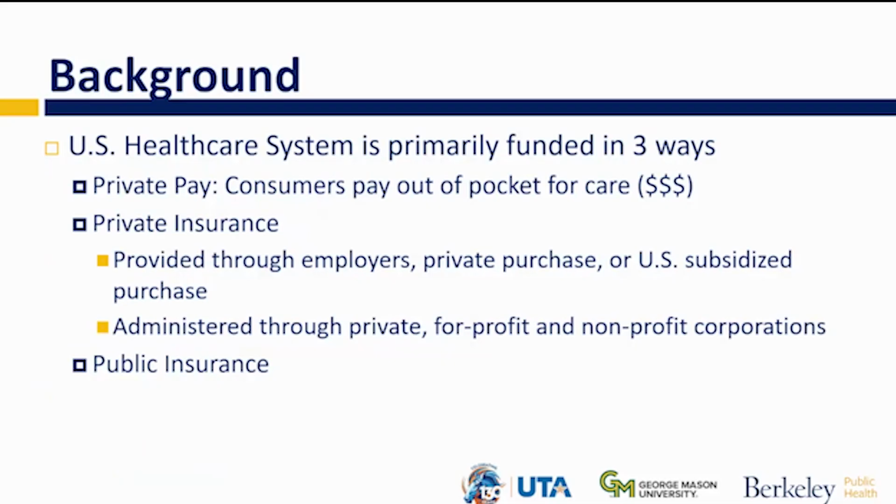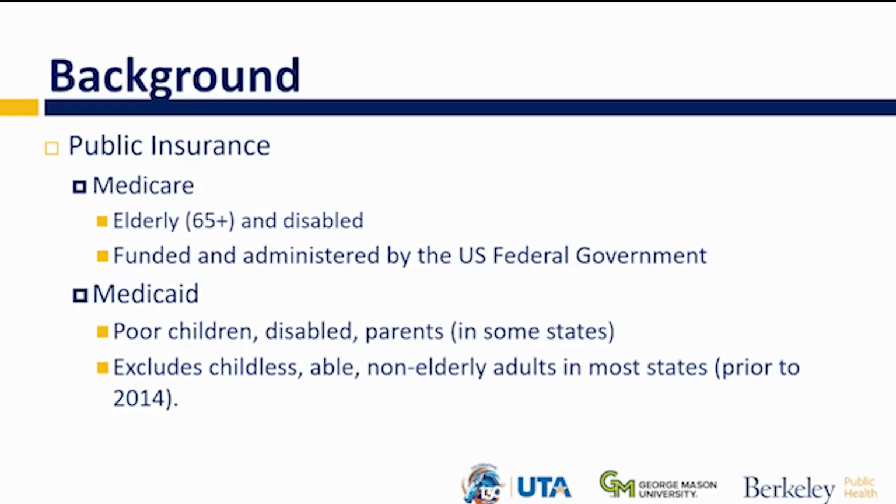So this was originally for an international audience. So you all know that there's basically three ways that people pay for care. There's a lot of, especially mental health, a lot of consumers pay out of their pocket. A big section of folks, most of us, will have private insurance. Some of it's subsidized, some of it's not. And it's largely administered through private, for-profit, and non-profit corporations. And then there's the public insurance side. And that's primarily two parts.